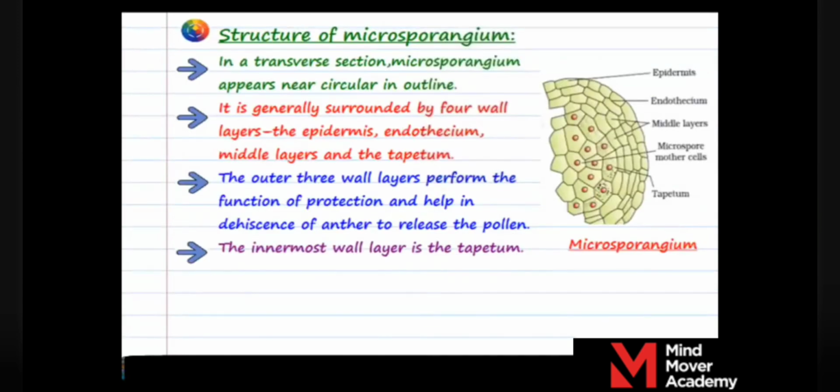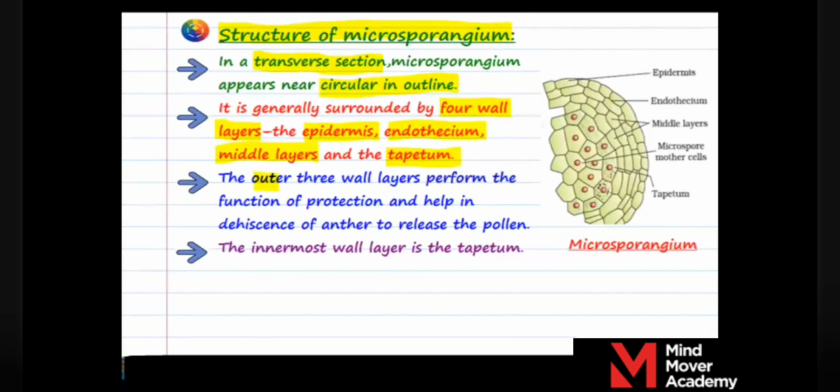Now after having seen the structure of the anther, we'll study the structure of the microsporangium. In a transverse section, the microsporangium appears near circular in outline. So when we cut a transverse section of the microsporangium, it appears circular. It is generally surrounded by 4 wall layers, and they are the epidermis, the endothecium, the middle layers, and the tapetum. So what are the 4 layers of the microsporangium? The epidermis, the endothecium, the middle layers, and the tapetum.